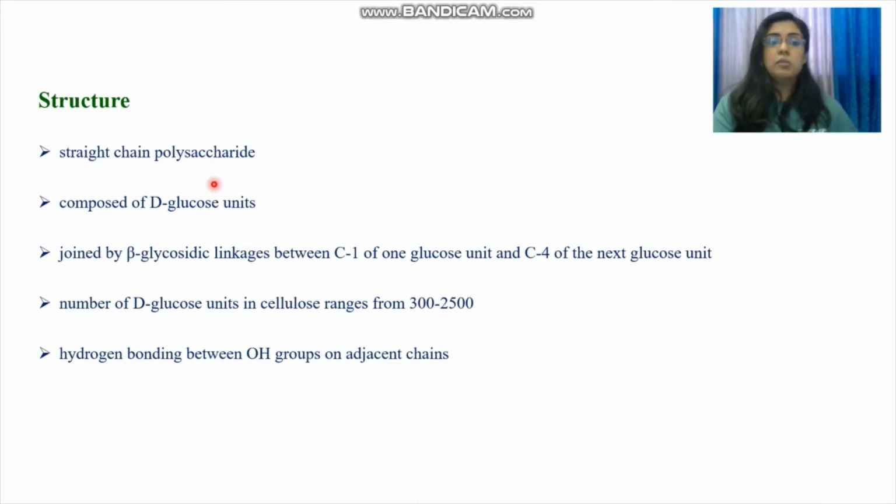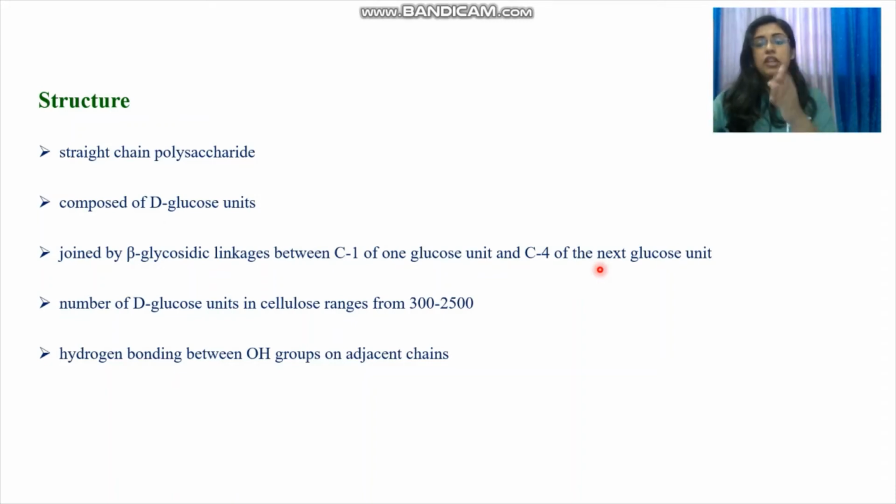And it is composed of D-glucose units. Similar to amylose and amylopectin, this also has D-glucose units. And unlike the previous starch structure, this has a beta-glycosidic linkage. Instead of an alpha-glycosidic linkage that is present in starch, cellulose has a beta-glycosidic linkage between the first carbon of one glucose unit and the fourth carbon of the next glucose unit.